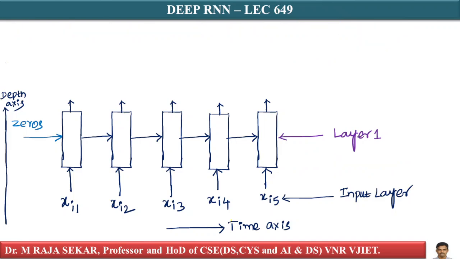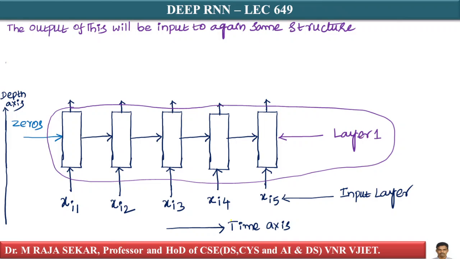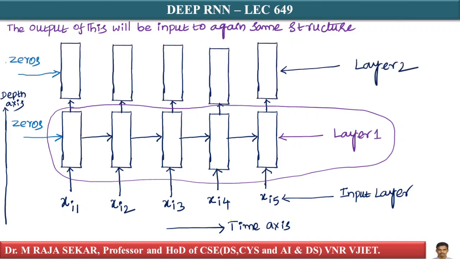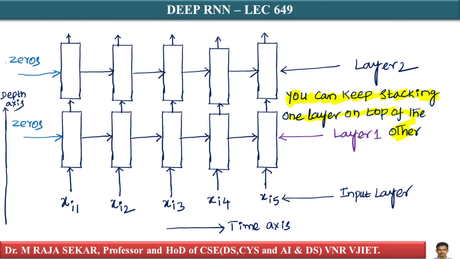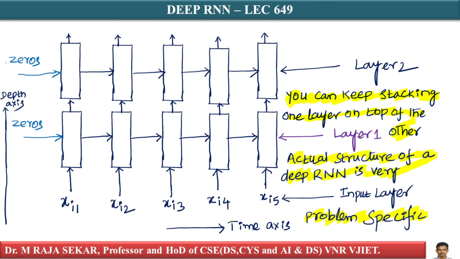The output of this will be input again to the same structure. That's important. The output of this will be input to again the same structure, continuous. This is your layer 2. You can keep stacking one layer on top of the other. Actual structure of deep RNN is very problem specific.